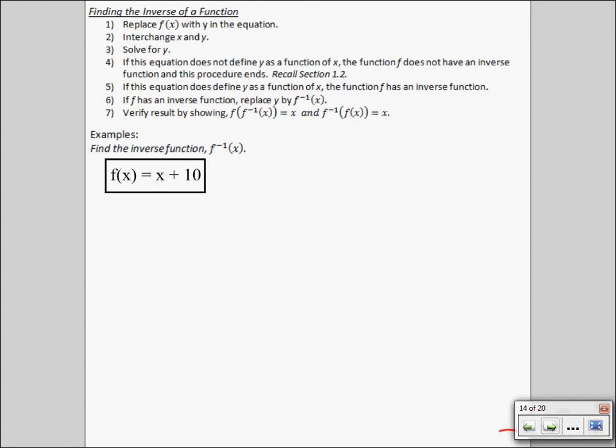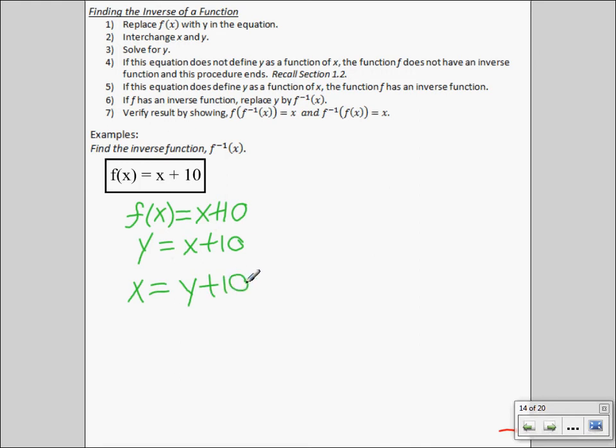So, to do this, let's get started solving f of x equals x plus 10, and find the inverse of that. So, we have our f of x equals x plus 10. Our first rule says replace f of x with y, so just write y in place of f of x. Okay, for the next step, it says to interchange x and y, so where y and x are, just change their placements. So we have x equals y plus 10.